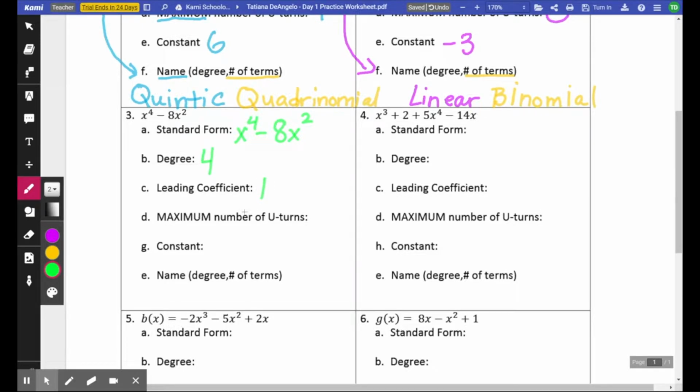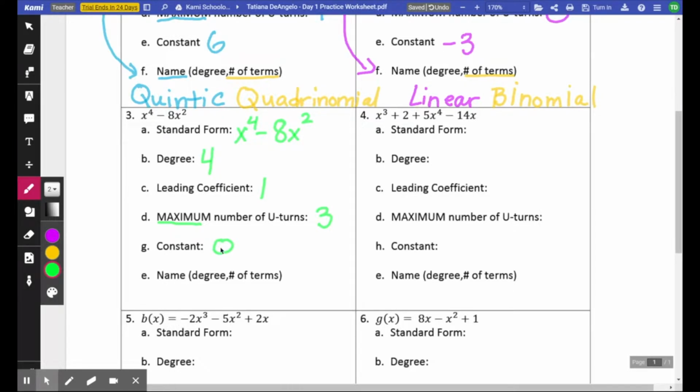Then it's asked me for the maximum number of u-turns. Again, maximum. So it's always 1 less than the degree. So that means this one could have a maximum of 3 u-turns. Now it's asked me for a constant. I don't see any number without a variable, which means that my constant is 0. So be careful with that. It doesn't mean that it doesn't have a constant. It just means that it's 0.